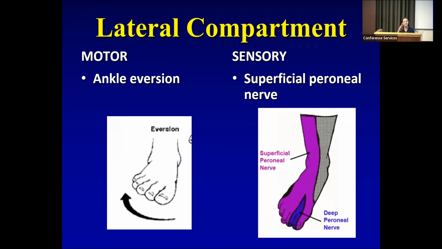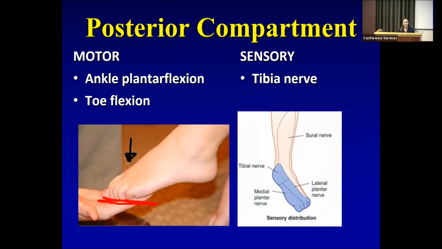So you've got the anterior compartment, which does between the first and the second toe. The lateral compartment does the top of the foot. And then the posterior compartment is responsible for the opposite ankle motion, plantar flexion, which is pointing the foot down like a ballerina, curling the toes down, which is called toe flexion. And the sensation for the posterior compartment, which is the back of the leg, the calf muscles, if you will, is the plantar aspect of the foot. So it's a totally different nerve.